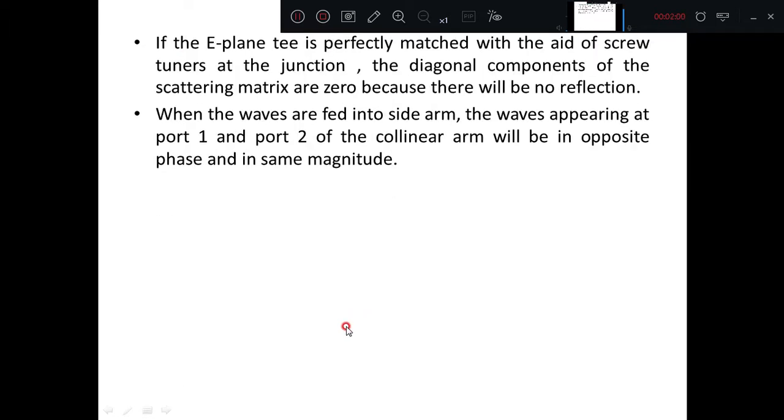And if the E plane T is perfectly matched, then the diagonal components of the scattering matrix are 0, because since it is perfectly matched, there will be no reflection. Using one of the properties of the S matrix, the diagonal components are 0. And when the waves are fed into the side arm, the waves appearing at port 1 and port 2 of the collinear arms, that is the parallel arms, will be in opposite phase and of the same magnitude.